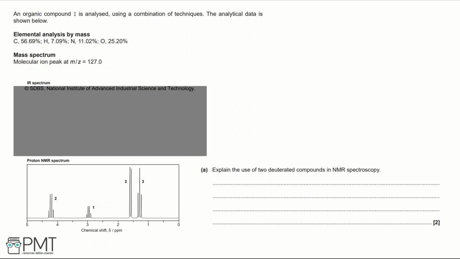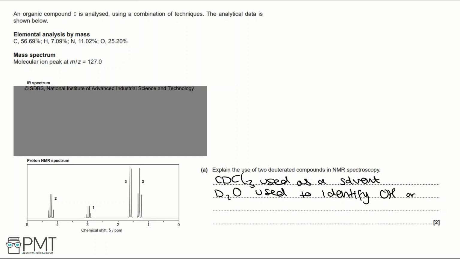Part A. Explain the use of two deuterated compounds in NMR spectroscopy. The first use of a deuterated compound is as a solvent. Chloroform D, which is CDCl3, is a really common solvent in NMR spectroscopy. The second use of a deuterated compound is D2O, which is used to identify OH or NH peaks, because using D2O will get rid of these OH or NH peaks when they would be there if D2O wasn't present.